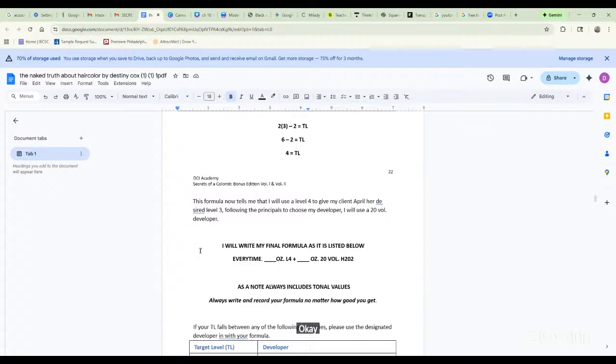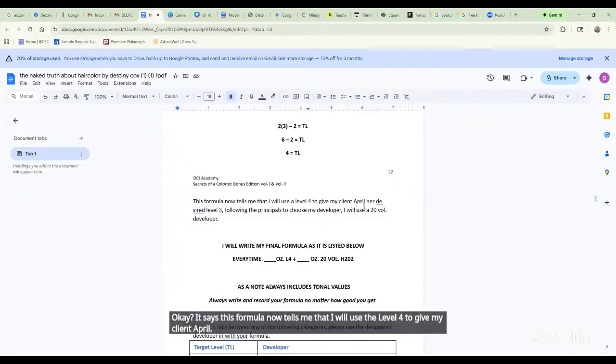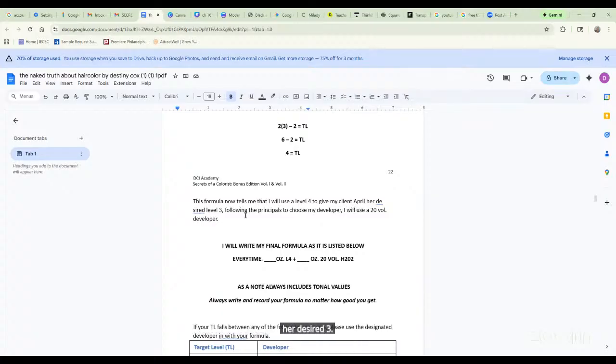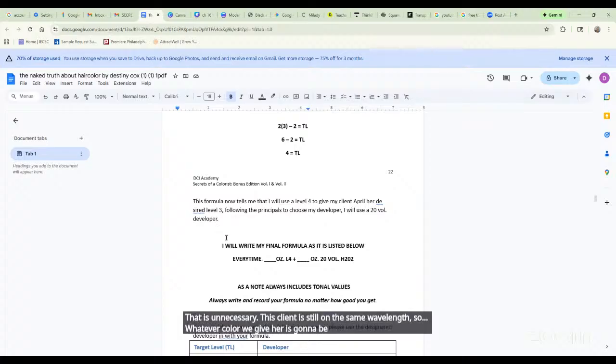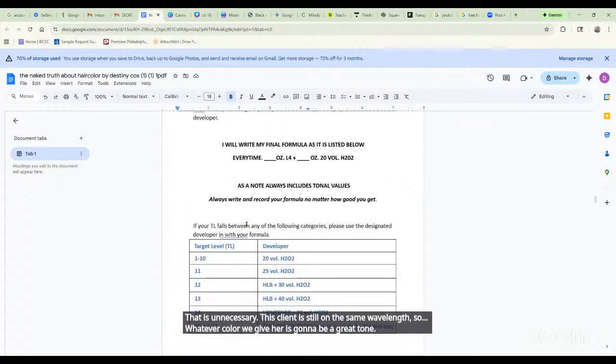This formula now tells me that I will use a level 4 to give my client April her desired 3. So even though the client wants to be a 3, the formula tells us to go get a 4, and that is going to get us where we need to go. Okay, so you don't have to go get bleach, and then you don't have to lift this client and do that. That is unnecessary. This client is still on the same wavelength, so whatever color we give her is going to be a great tone. This is how you will write it.